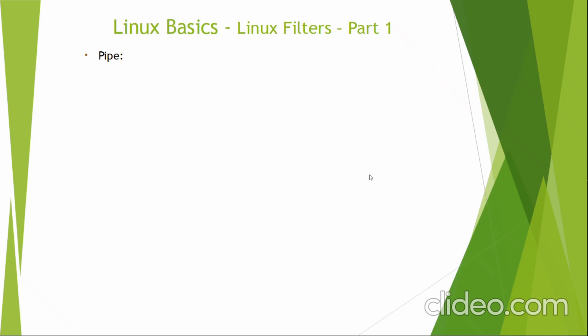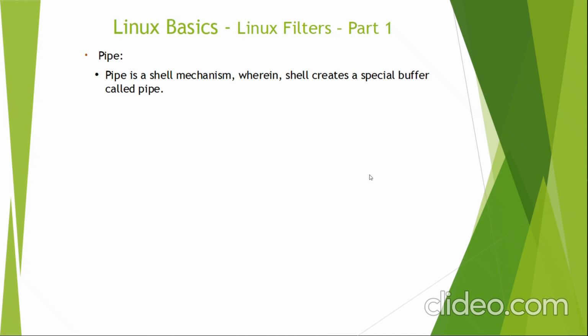Next, we will be learning about pipe. What is a pipe? A pipe is a shell mechanism wherein the shell creates a special buffer called a pipe. Just consider one pipe. It allows something to go through it. It has got some capacity, some buffer, some place to store something. And we give something at one end and we can receive it at the other end. That is what a pipe is.